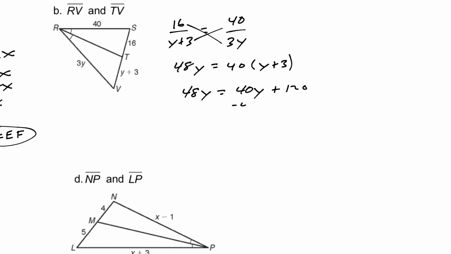Now let's subtract 40y on both sides. They cancel out on the right-hand side, and we got 48y's, take away 40y's. That'll leave me 8y's on the left-hand side and 120 on the right-hand side. And then divide both sides by 8. And we have y is equal to 15. But again, we're not done with this one. Because if you look back at what we were supposed to find, we're supposed to find the length of segment RV and the length of segment TV. So that means we got to take our y equals 15, and we're going to take our 15 and we're going to plug it in.